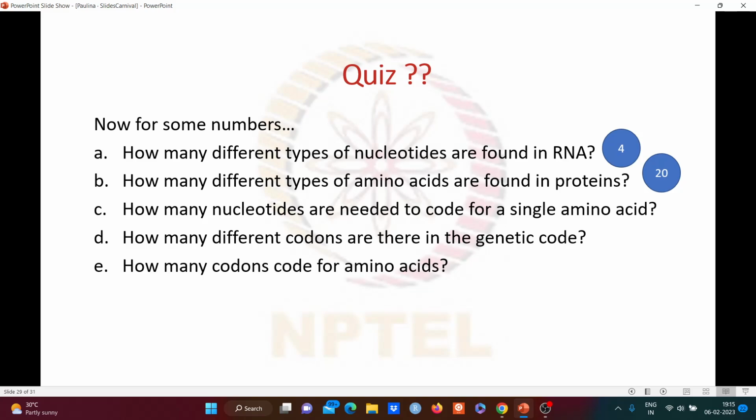There are exceptions, there are some, like leucine and other things, but we are not considering them here. The next question is how many nucleotides are needed to code for a single amino acid? Let's not waste much time on these easy questions. So the next question is how many different codons are there in the genetic codon table.